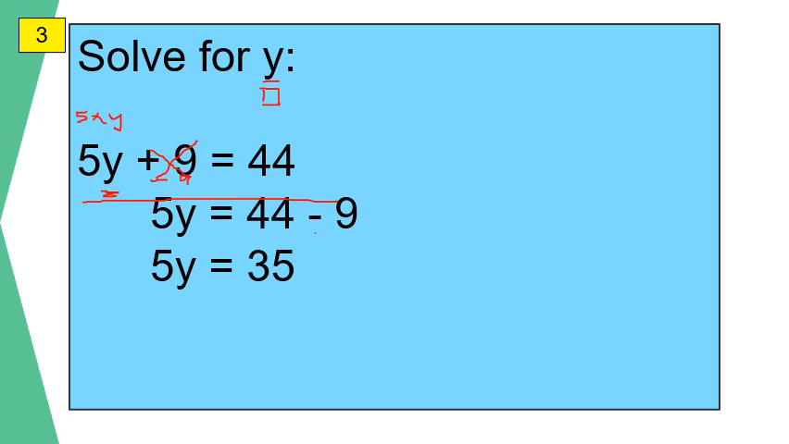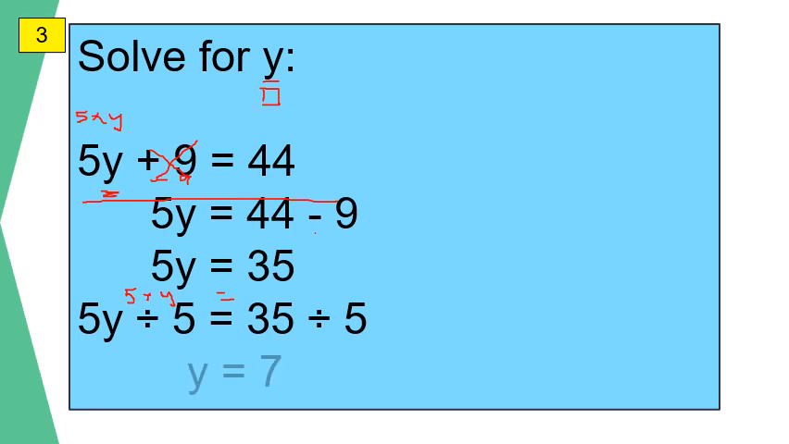And now I've got 5 times y equals 35. And I know the opposite, or the inverse, of multiplication is division. So I'm going to divide each side by 5. So 5y divided by 5 and 35 divided by 5.